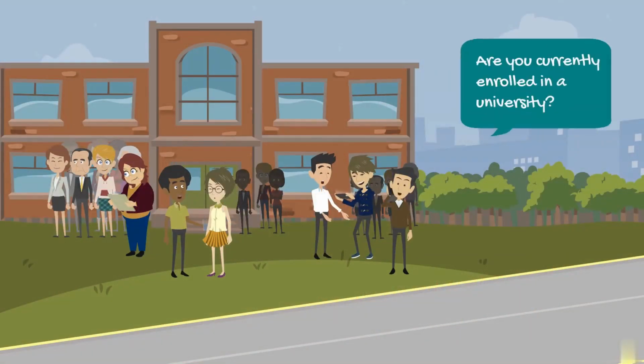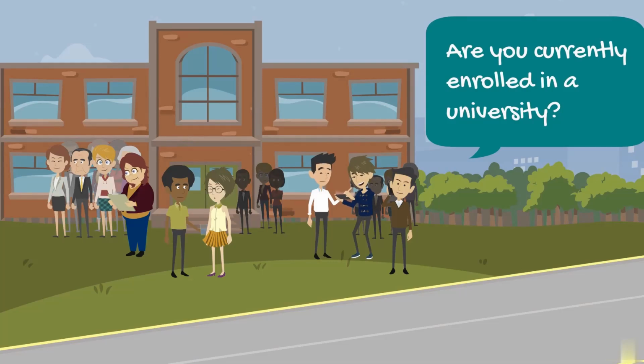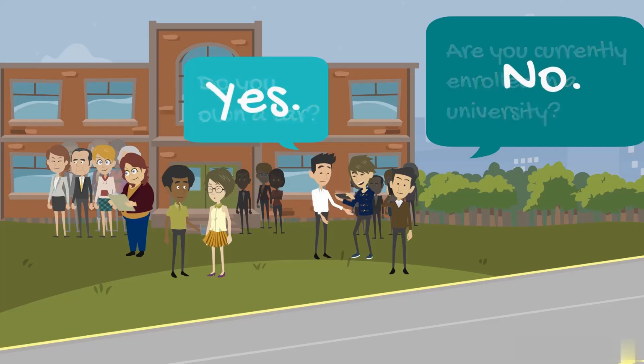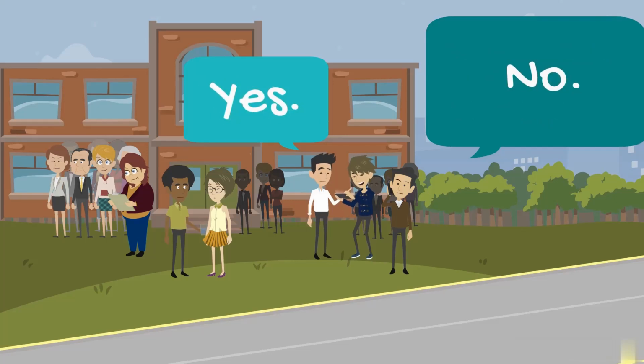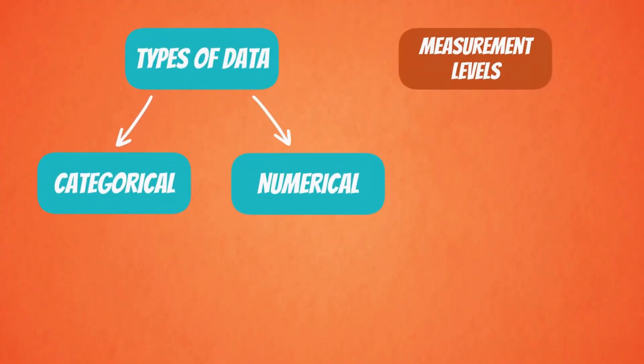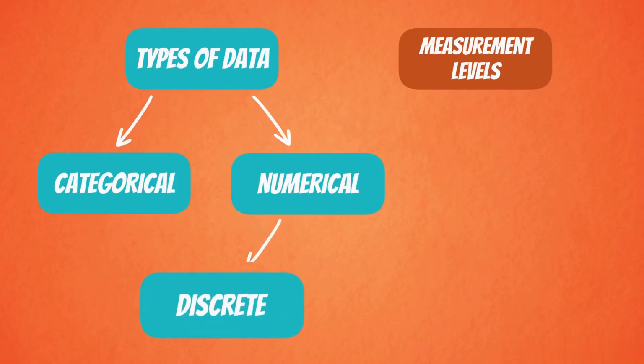If I ask questions like, "Are you currently enrolled in a university?" or "Do you own a car?" Yes and no would be the two groups of answers that can be obtained. This is categorical data. Numerical data, on the other hand, as its name suggests, represents numbers. It is further divided into two subsets, discrete and continuous.